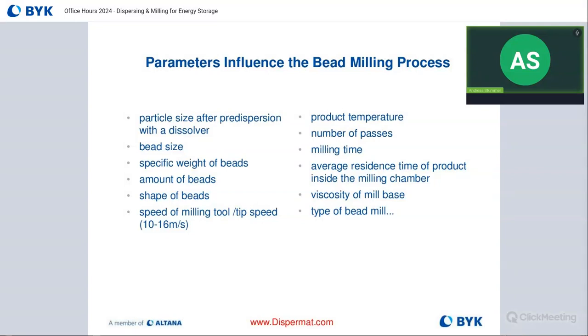So here are some of the critical parameters that are going to influence our process. So particle size after pre-dispersion with the dissolver. We talked about that earlier, 10 to 30 microns, kind of the sweet spot. Bead size, depending on how small you want to go, what is the final particle size, but we like to start out with about 1 to 1.2 millimeter. Specific weight of the beads, really important to bump up the kinetic energy. The bead loading, so that's kind of fixed depending on the type of mill that you're using.